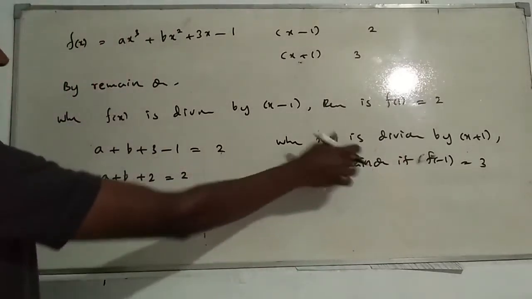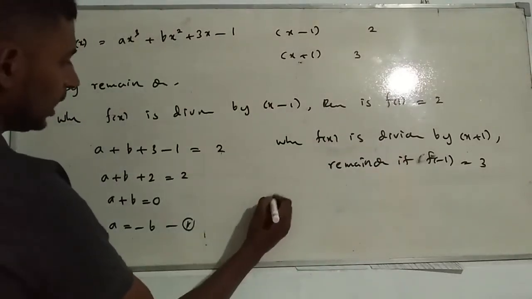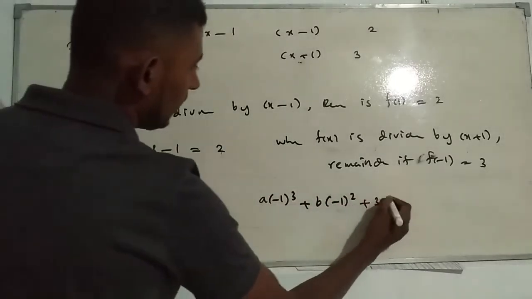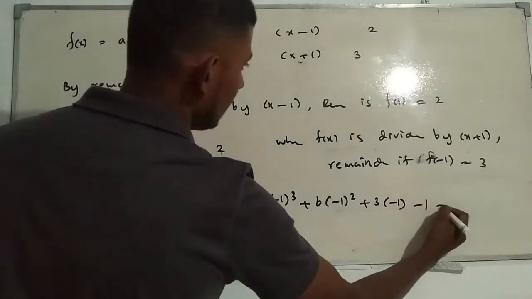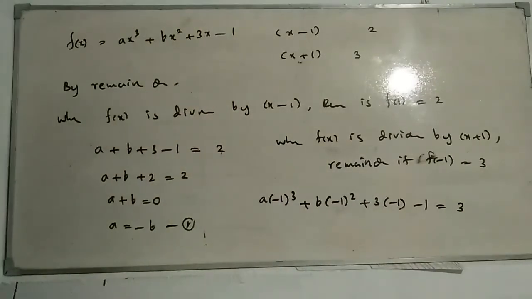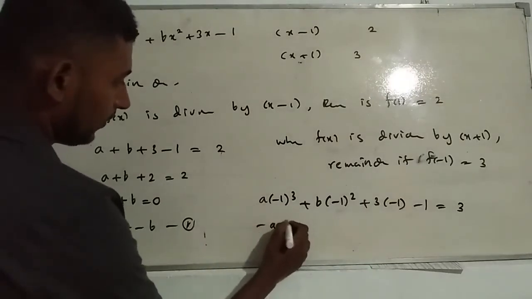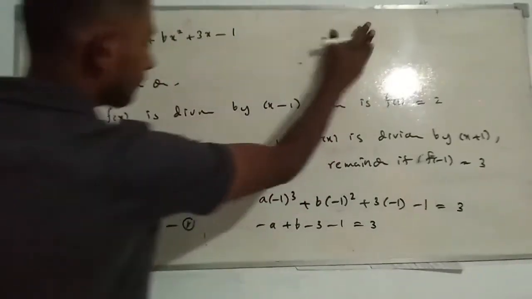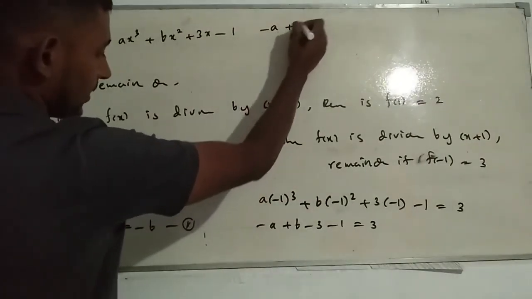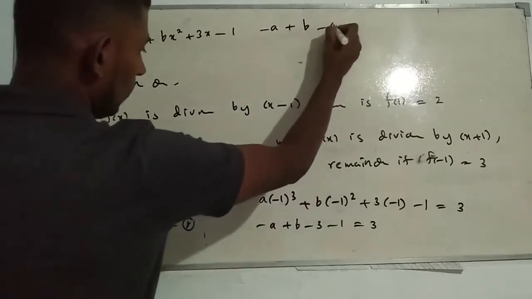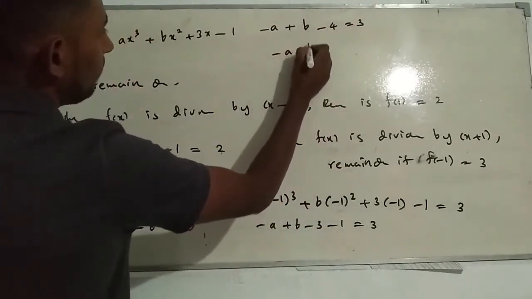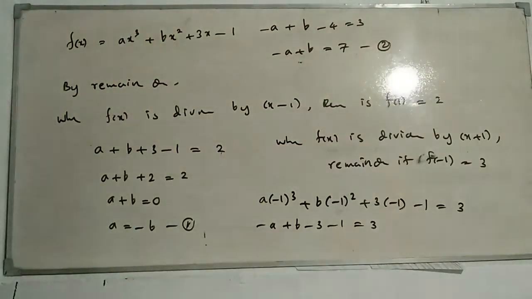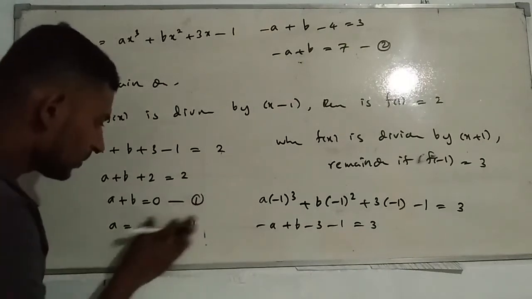So I can write this as a times minus x cubed plus b times minus x squared plus 3 times minus 1 is equal to 3, right? We simplify this equation. Minus a plus b minus 3 minus 1 equals 3. That means minus a plus b, here minus 4, is equal to 3, so minus a plus b is equal to 7. This is my second equation. I will write this as my first equation.